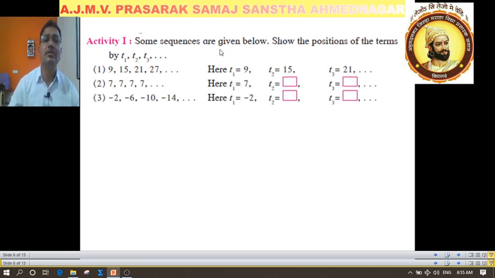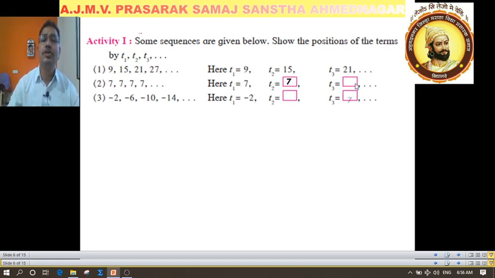Consider some sequences and show the position of the terms by T1, T2, T3 and so on. First sequence: 9, 15, 21, 27. The term which occurs in the first position, that is 9, is the first term, T1. Second position T2. Third position T3 is equal to 21. In the next sequence, in the first position T1 is equal to 7. In the second position also T2 is equal to 7.